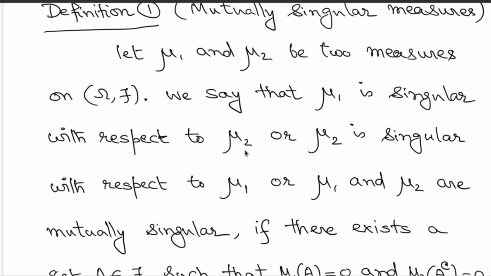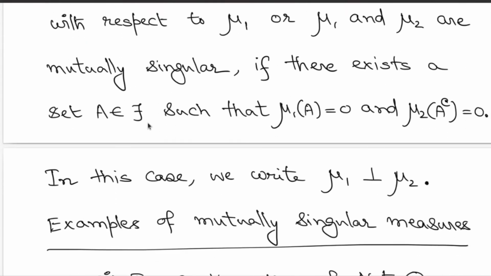So you can refer to mu1 being singular with respect to mu2, or you can say mu2 is singular with respect to mu1, or just to be very clear, you can just say mu1 and mu2 are mutually singular. All of these mean the same thing, and that is defined as follows: you can find some set A in your sigma field such that mu1 associates 0 mass to that set, but mu2 associates 0 mass to its complement. So it's as if you are dividing the whole domain omega into two parts, A and A complement.